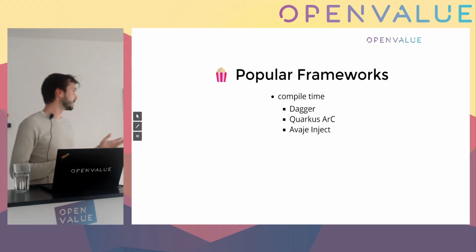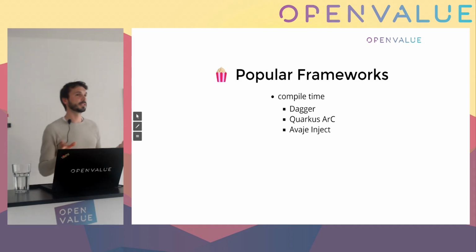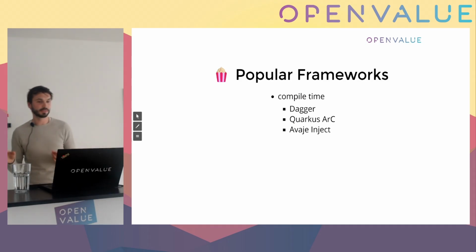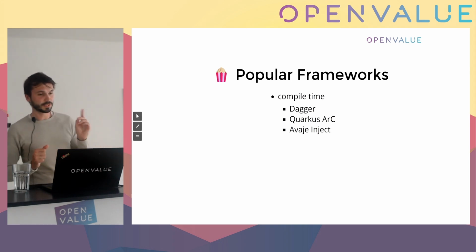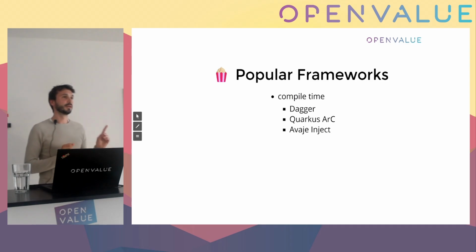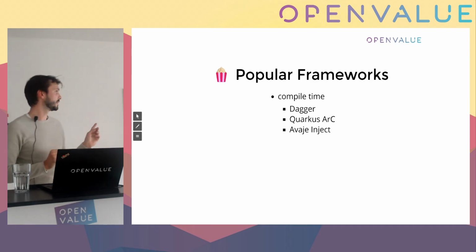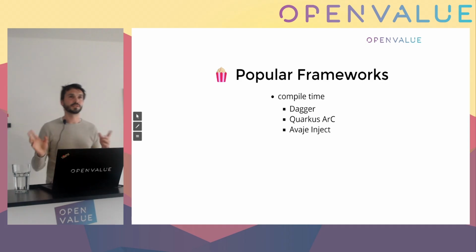I already said Dagger is a compile time framework, and it's very popular in Android development. Quarkus actually brings its own framework, which is mostly compile time. But if you use field injection, it's runtime. So be aware of that. When you do native image compilation, it might lead to errors.